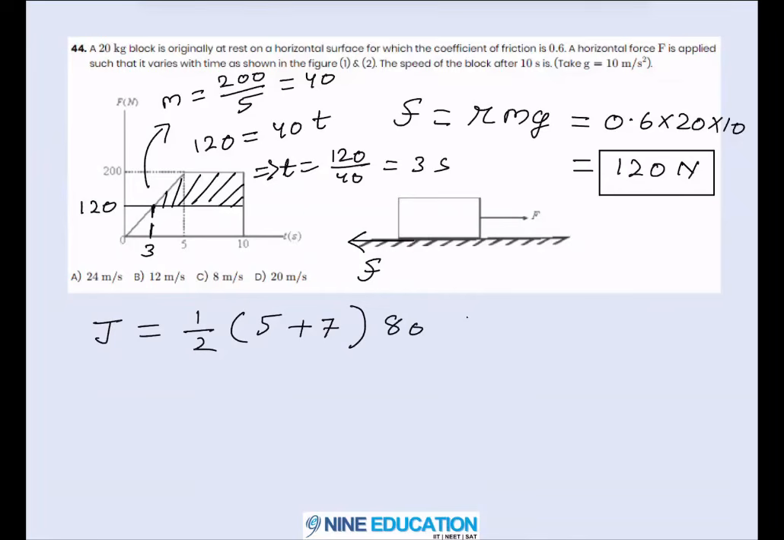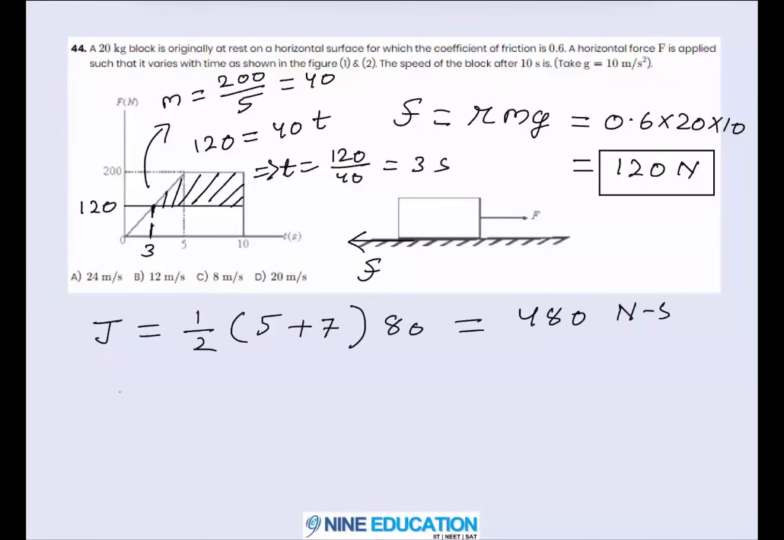And from this, the impulse will be how much? The impulse will be half into 40 into 5 plus 7, which comes out to be 480 Newton second. Okay.